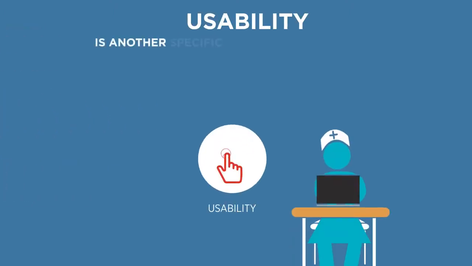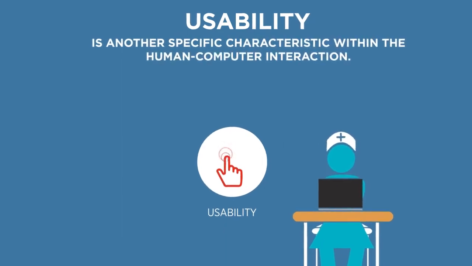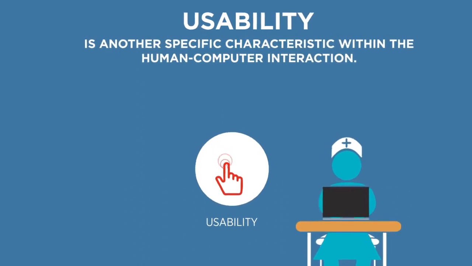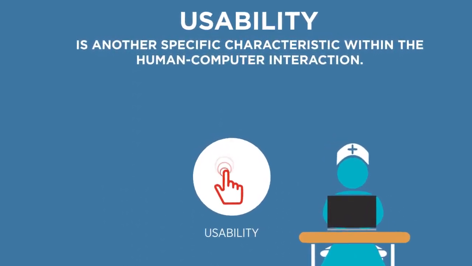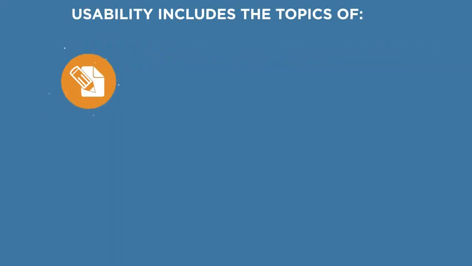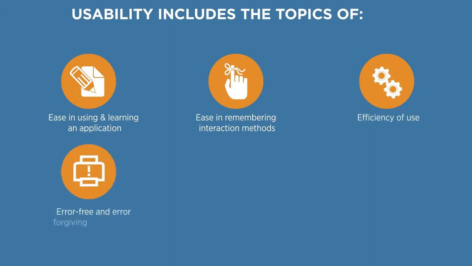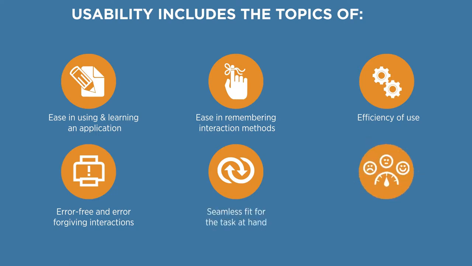Usability is another specific characteristic within human-computer interaction. Usability in nursing addresses the ease of human performance during computer interactions within a particular patient-provider context. Usability includes the topics of ease in using and learning an application, ease in remembering interaction methods, efficiency of use, error-free and error-forgiving interactions, seamless fit for the task at hand, and user satisfaction with system use.